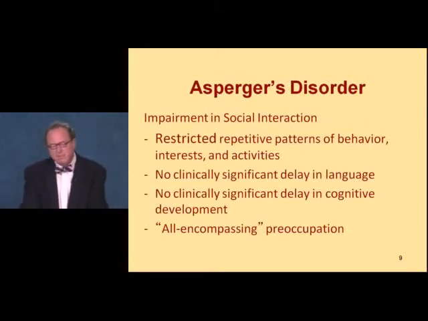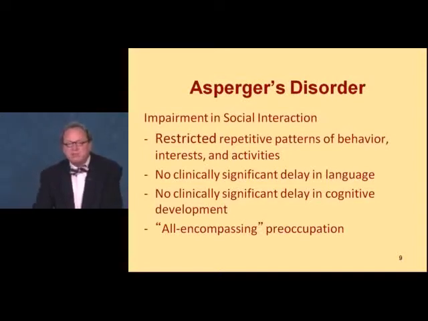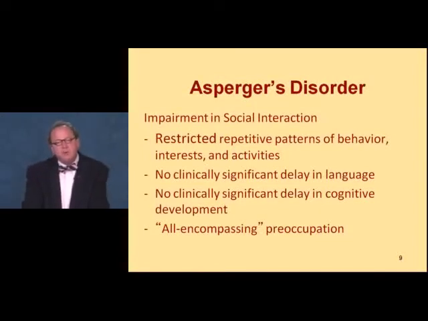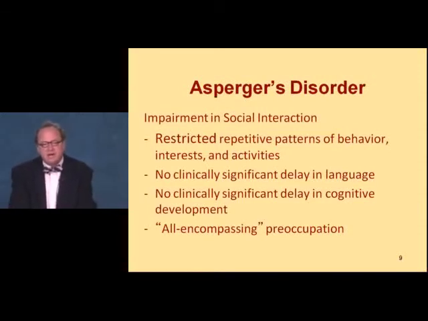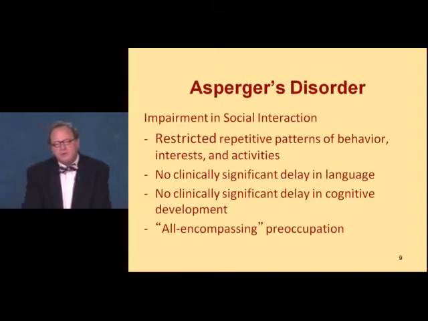The second primary area of difference is that people with Asperger's disorder have no delay in cognitive development. This essentially means that they don't have any degree of intellectual disability, whereas probably 50% or so of people with autism have comorbid intellectual disability. The other thing to emphasize is what we refer to as all-encompassing preoccupations.